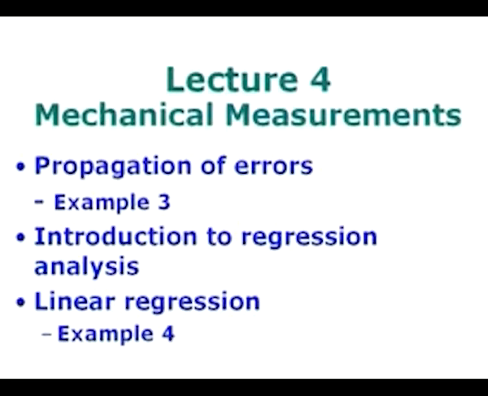This will be lecture number 4 on our series on mechanical measurements. In the previous lecture, lecture number 3, we were looking at the question of propagation of errors, that is the propagation of the error from the measured primary quantities to the estimated value of the derived quantity. We have already derived the formula and we will resume from there. We will also give an example which will consider two different ways of solving a particular problem. Then subsequently, we will look at an introduction to regression analysis.